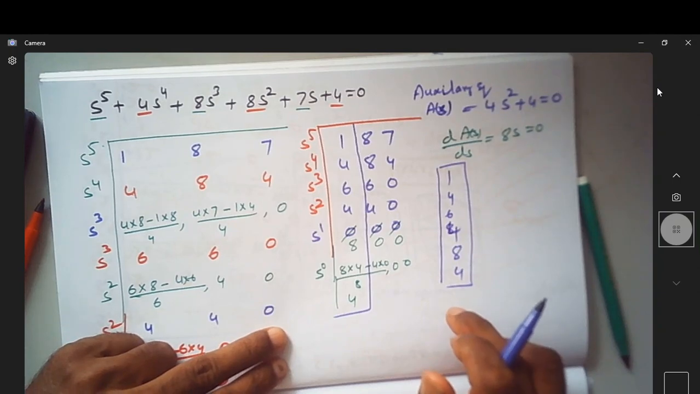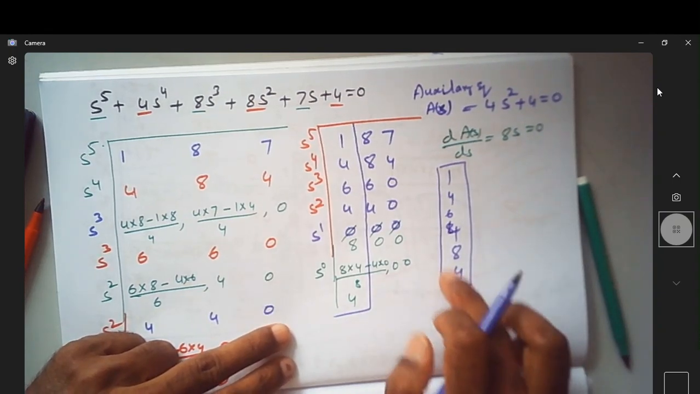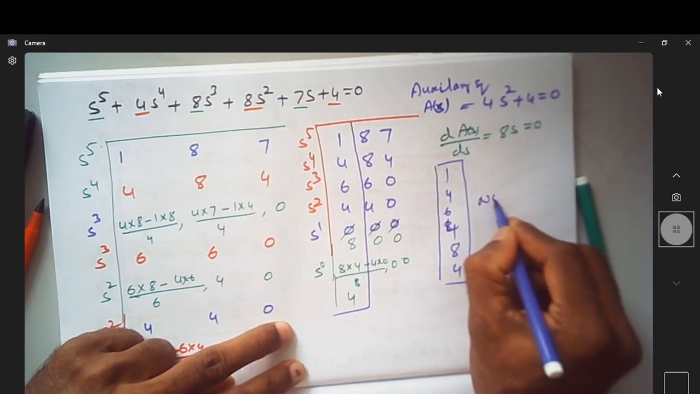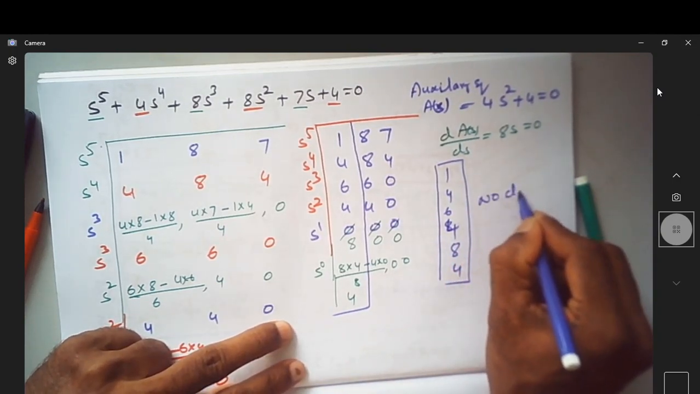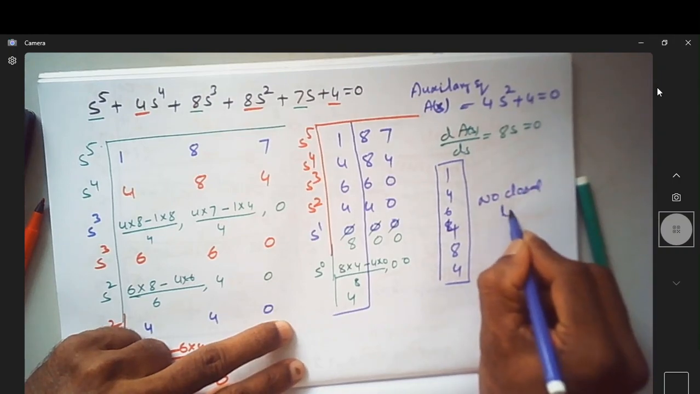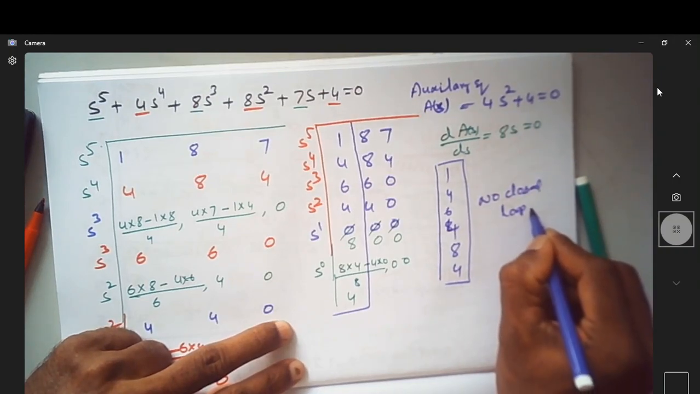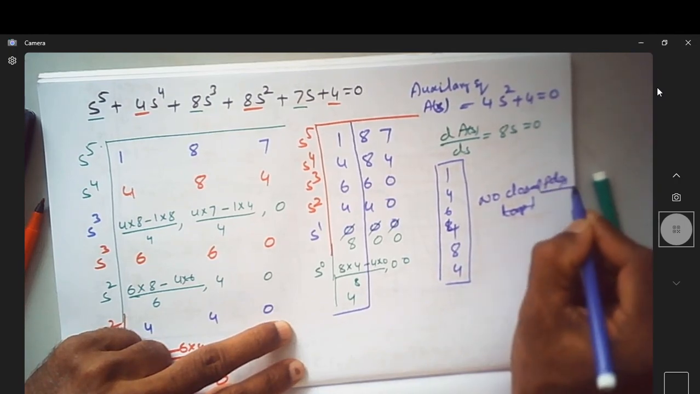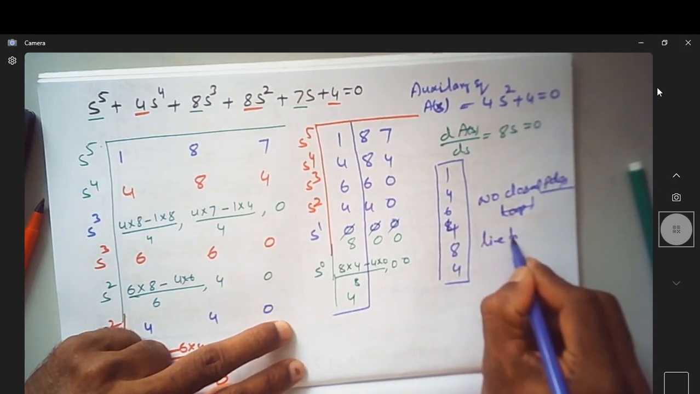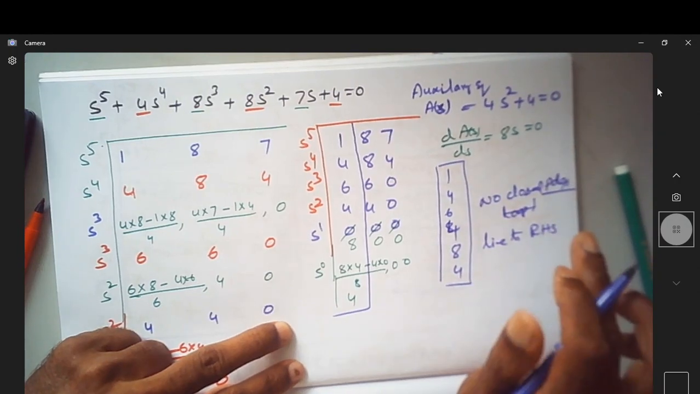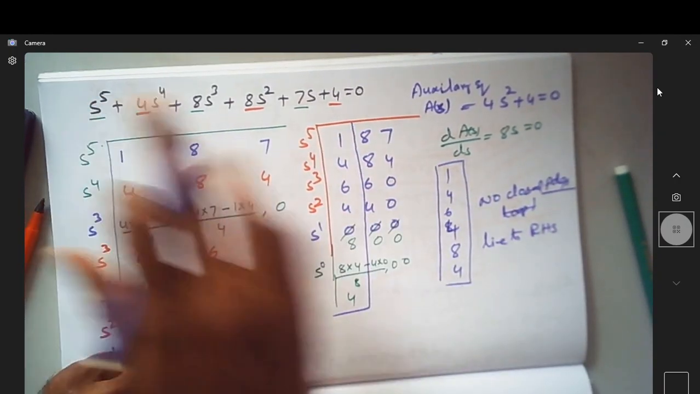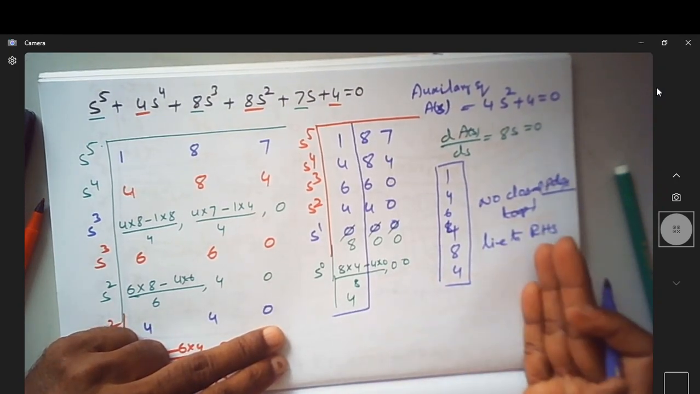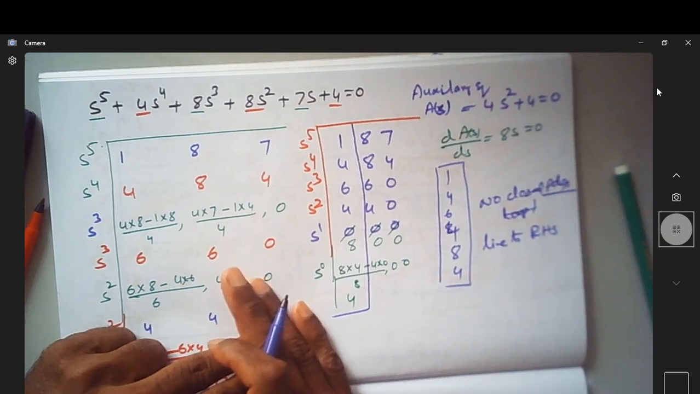So what does this first column of the Routh array say? Since there is no sign change, this indicates no closed loop poles lie to the right hand side of the S-plane. Out of 5, none are there to the right hand side of the S-plane. Shall I say that all the 5 lie to the left hand side of the S-plane?